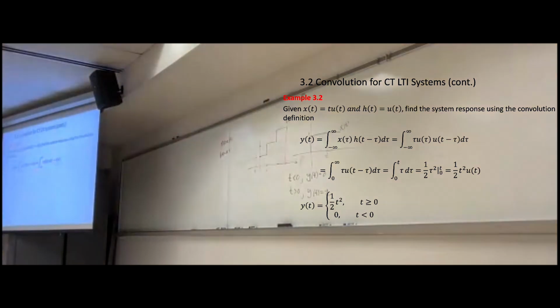So u of tau, we can take care of that for the lower bound. U of t minus tau, upper bound. So it's going to be 0 to t. And then we have a tau. That's the only difference. And when you take the integral of tau, it's going to be 1 over 2 tau squared. And going from 0 to t, it's going to be 1 over 2 t squared u of t.